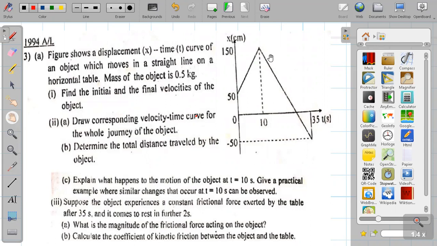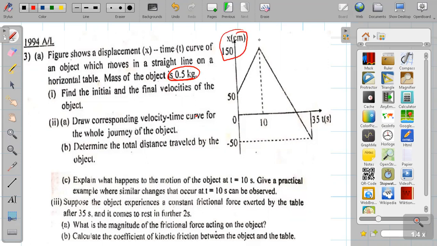A figure shows a displacement time curve of an object which moves in a straight line on a horizontal table. Mass of the object is 0.5 kilogram. Find the initial and final velocities. Really easy. Displacement time graph, no?